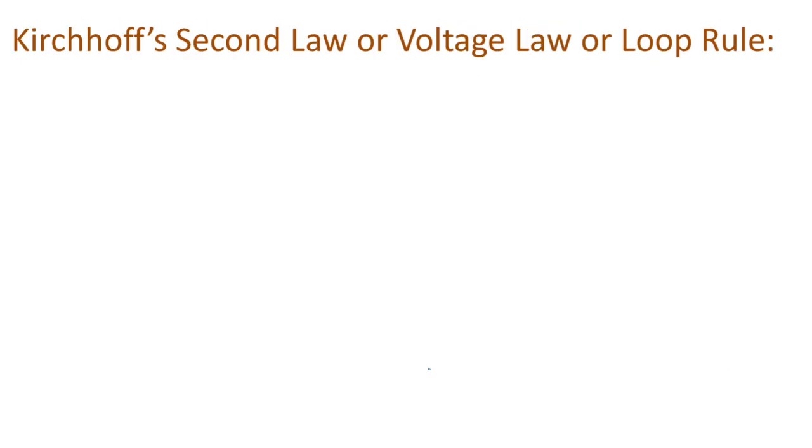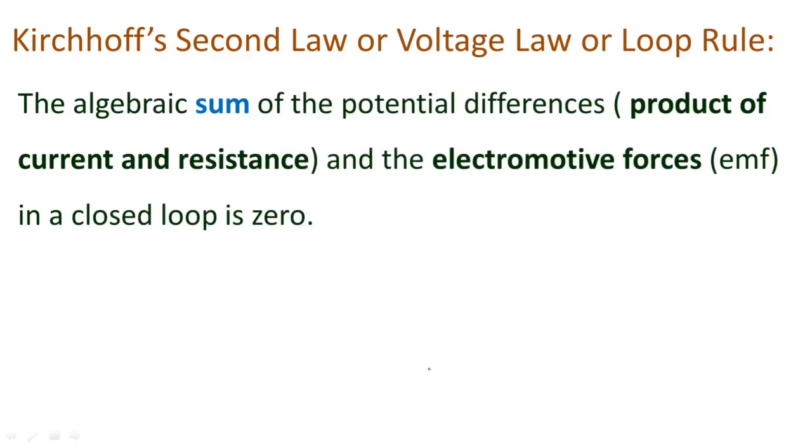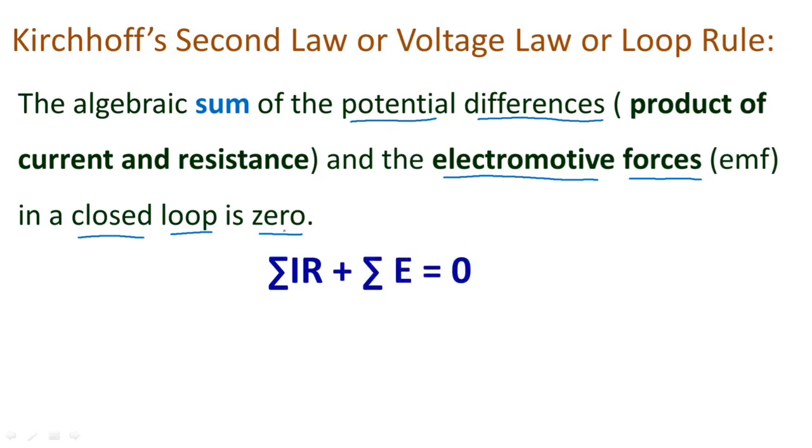Let us see the statement of Kirchhoff's second law. It is also called Kirchhoff's voltage law or loop rule. The algebraic sum of the potential differences, that means the product of current and resistance, and the electromotive forces in a closed loop is 0. You can write mathematically: summation of IR, the potential difference across the conductors, and summation of E, the electromotive forces of the sources, in a closed loop is 0.